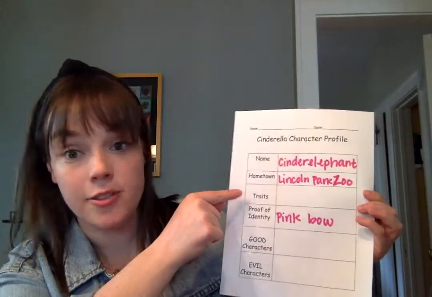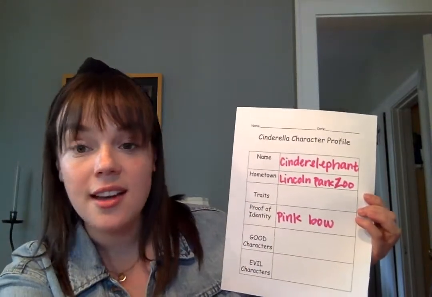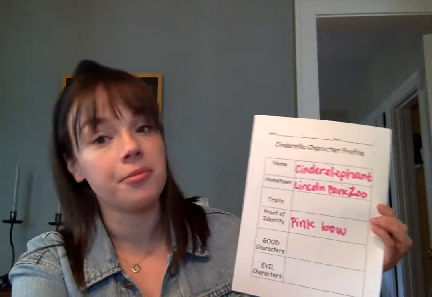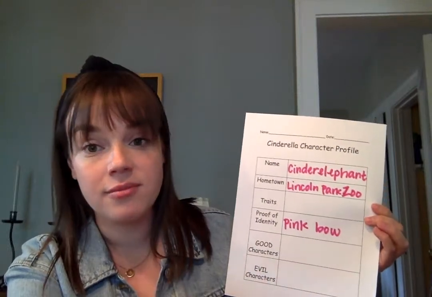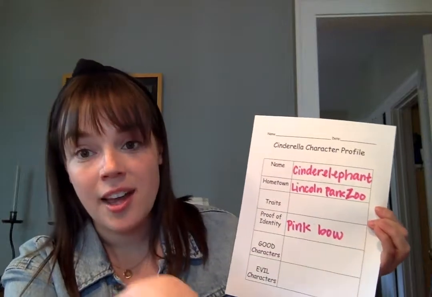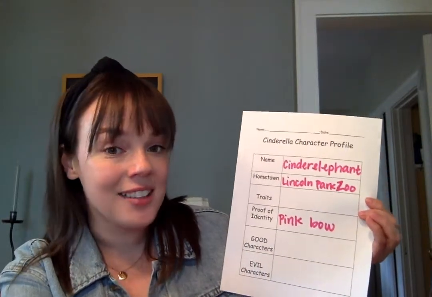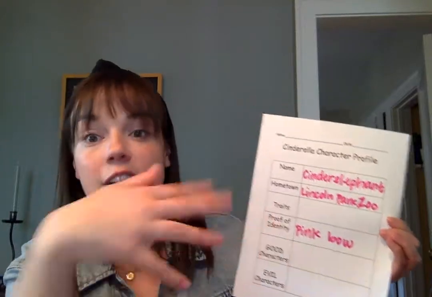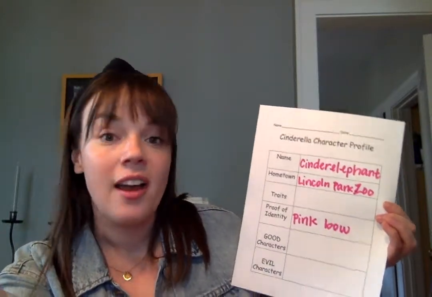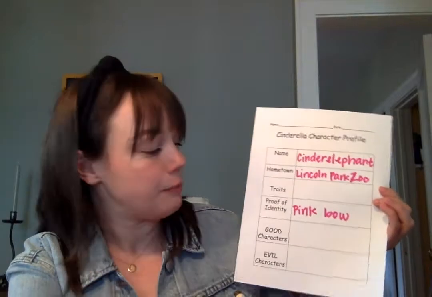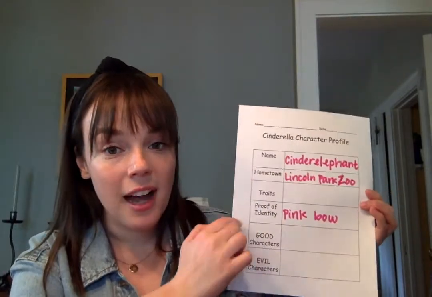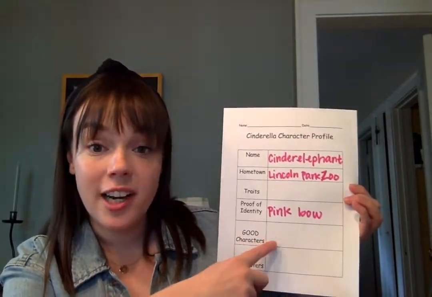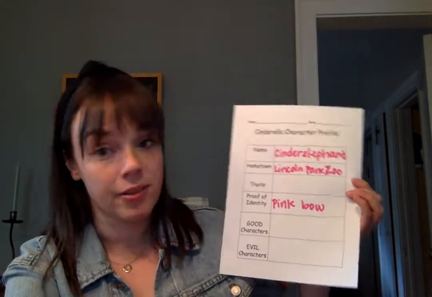So this box is for traits, so you would write character traits like kind or good or pretty, whatever you want to write in the traits box, go ahead. Proof of identity, again, is something that your Cinderella character leaves behind. So I said a pink bow. So Cinderelephant at some point is going to leave behind a pink bow, and that's how we know that it's Cinderelephant. And then on the bottom here, I want you to write some good characters that will be in your story and some evil characters that will be in your story as well.